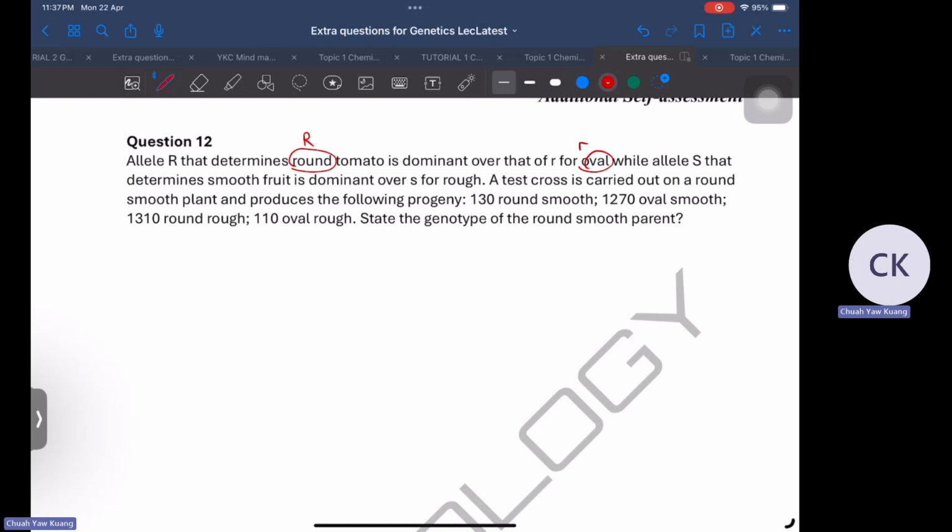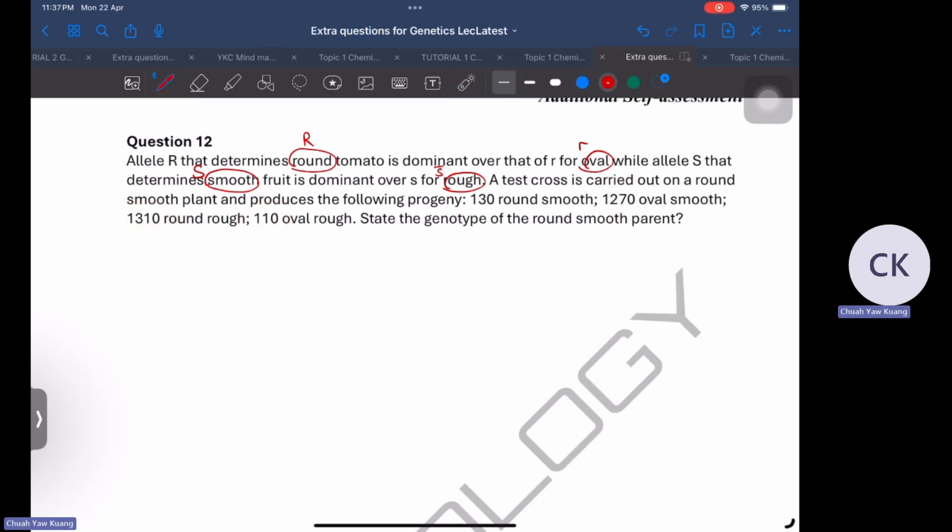Another gene is whether the fruit is smooth or rough. If it is smooth, it will have the dominant big S, and rough would be recessive, small s. Now you can see that the test cross is done and they give us the number of the offspring: 130, 1270, 1310 and 110.